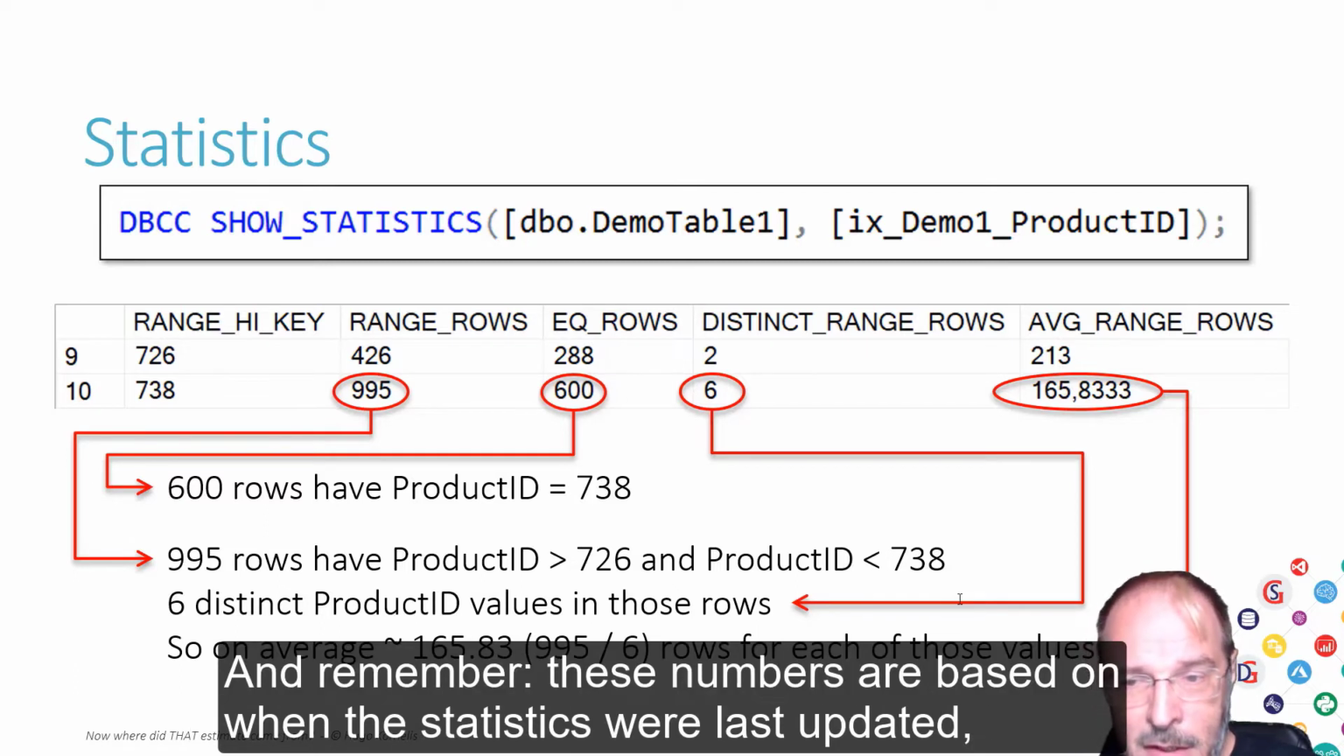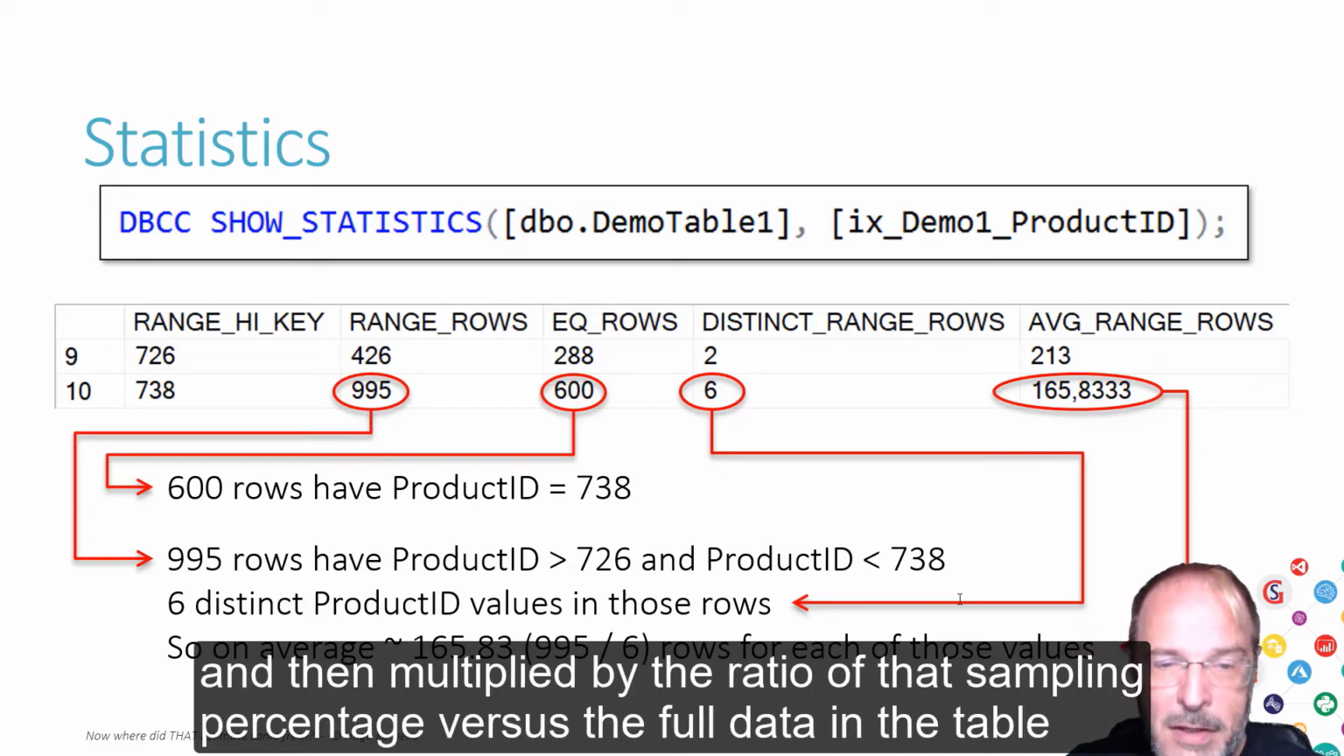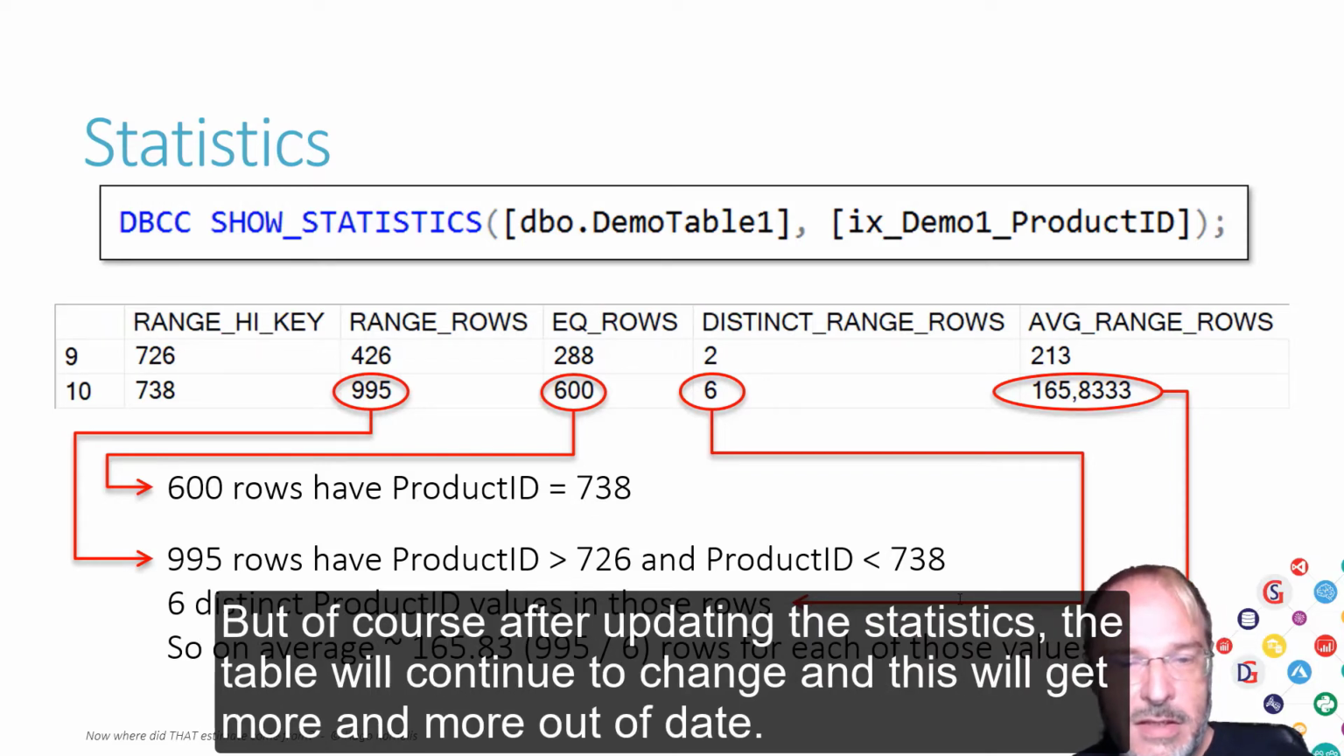And remember, these numbers are based on when the statistics were last updated, based on the sampling percentage of the rows seen, and then multiplied by the ratio of that sampling percentage versus the full data in the table to give an approximation of what SQL Server thinks was in the table when the statistics were last updated. But of course, after updating the statistics, the table will continue to change, and this will get more and more out of date.